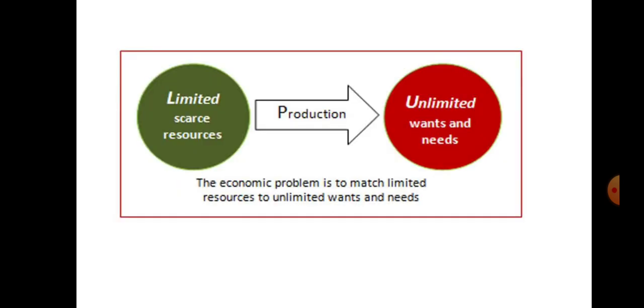The same has been symbolically represented here. We can see the limited scarce resources have to be utilized for production activity. Why does the production have to be done? In order to meet the unlimited wants and needs of the customers, we are using the limited scarce resources. The study of this is called economics. Here the scarce resources are land, labor, capital and enterprise, the entrepreneur, so they become the scarce resources.